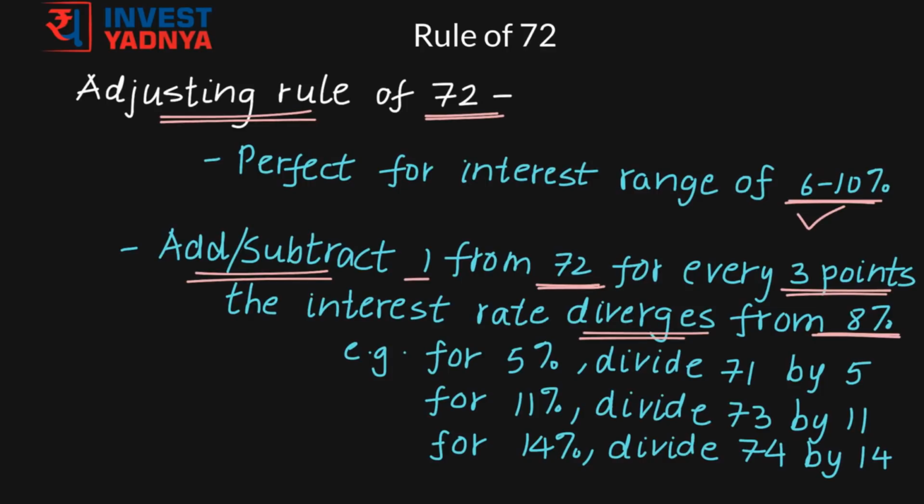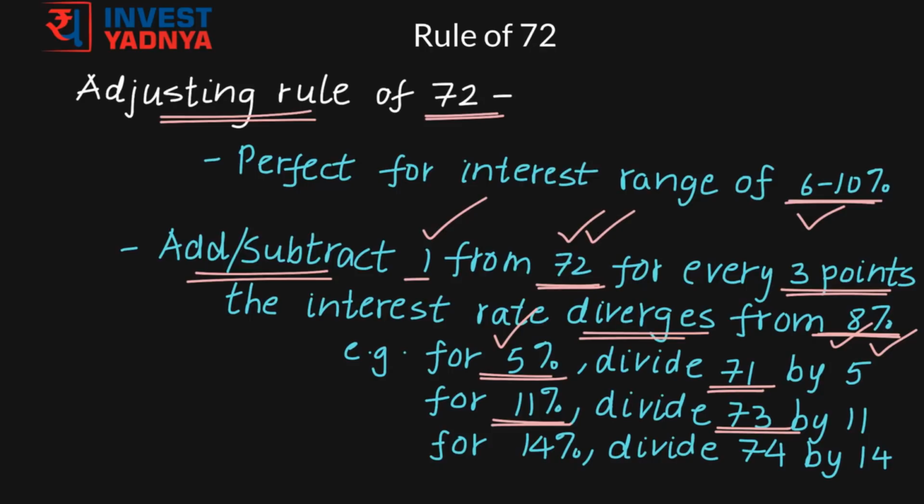For example, if the interest rate is 5%, that is 3% down from 8%, you subtract 1 from 72. Now you get a value of 71 and now divide 71 by 5 and then you would get the number of years required for your investment to double if it is getting a compound interest rate of 5%. Similarly, if the interest rate goes up by 3% from 8, that is it becomes 11, you add 1 to 72. So the value is now 73 and now divide 73 by 11, which would give you the number of years required for your investment to double.